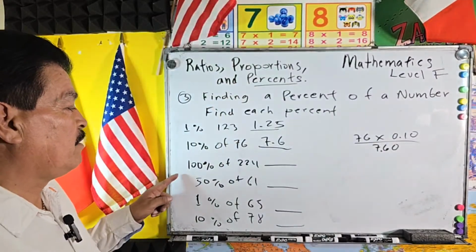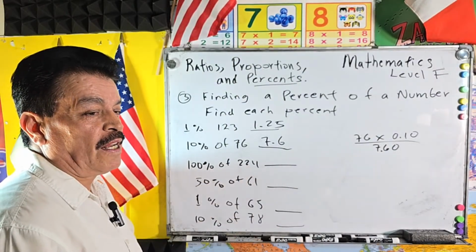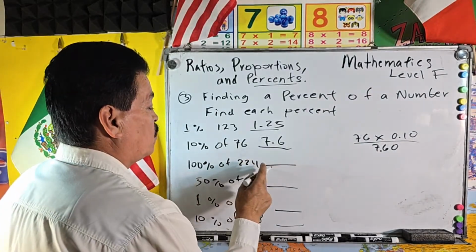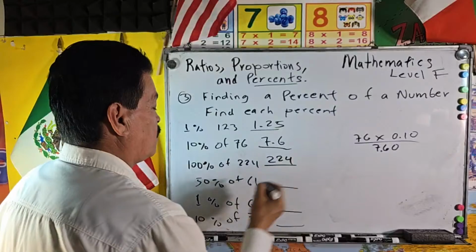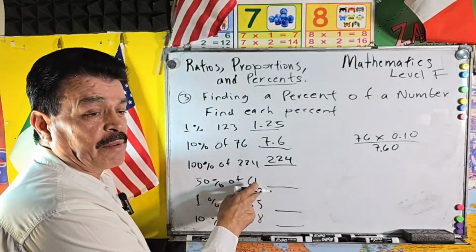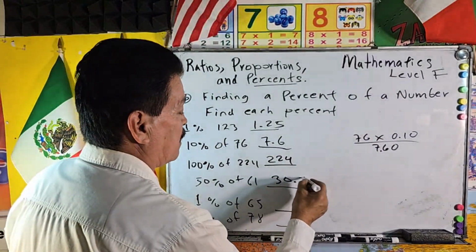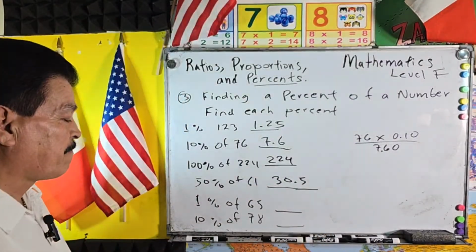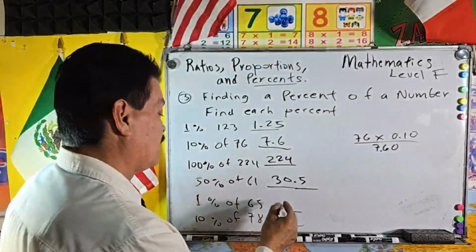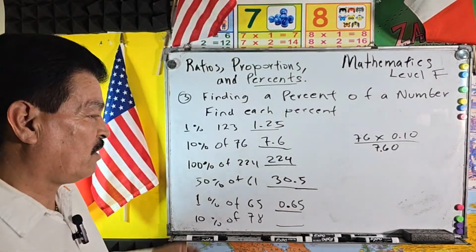What about this? 224. It's the same number. 224. That's 100%. 50% of 61 is very easy. 50% of 61 is 30.5. See? 1% of 65 is 0.65, right?